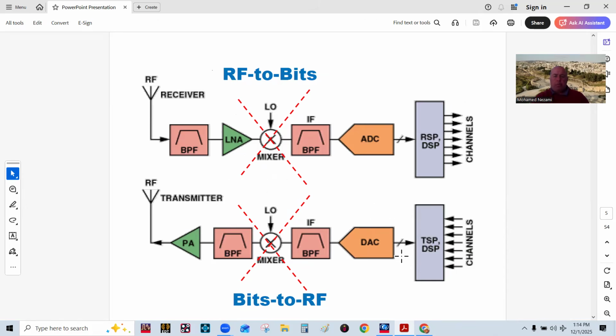Of course, on the other side, counterwise to this, is the other path. When we're transmitting, we're going really directly from bits to an RF on the antenna. And this is a future series.